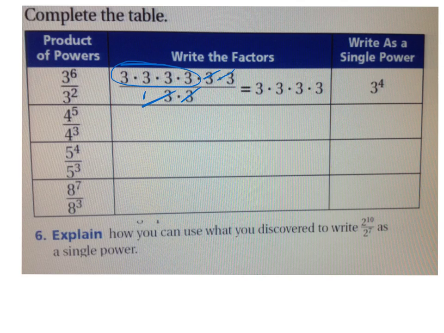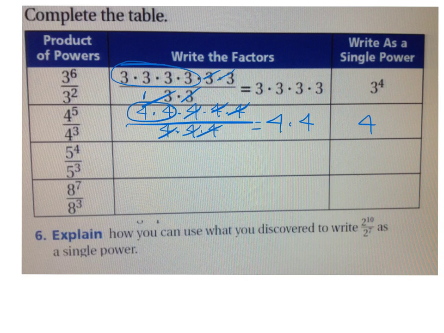So let's keep going. 4 to the 5th over 4 cubed. 4 to the 5th in expanded form is 4 times 4 times 4 times 4 times 4. And in the denominator we have 4 times 4 times 4. Then we're going to be able to cancel out some of those factors, and we are left with 4 times 4, which is the base of 4 being used as a factor 2 times, so 4 to the second power, or 4 squared.